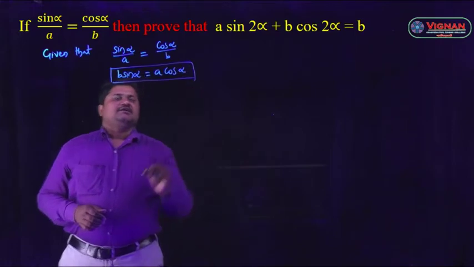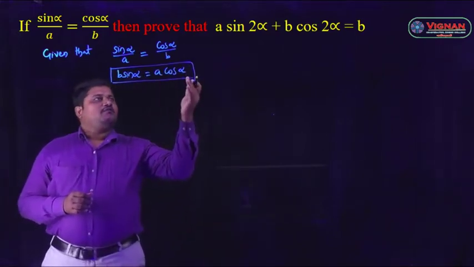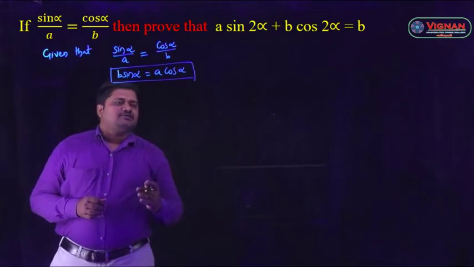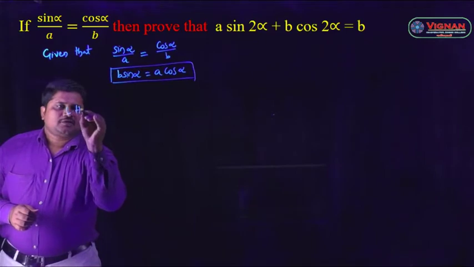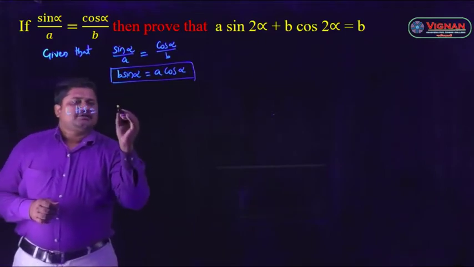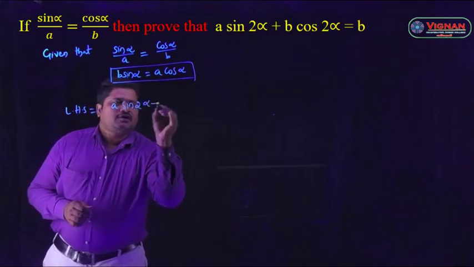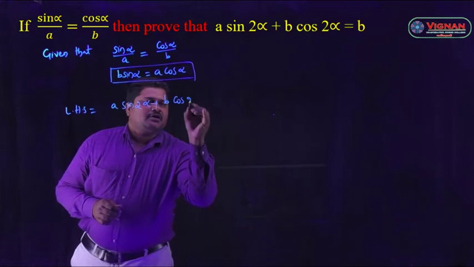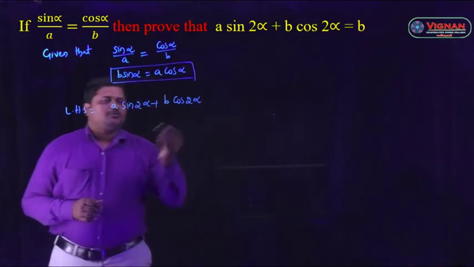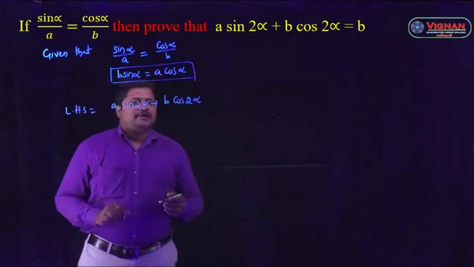Next, we have to prove that A sin 2 alpha plus B cos 2 alpha is equal to B. We take the LHS: A sin 2 alpha plus B cos 2 alpha.